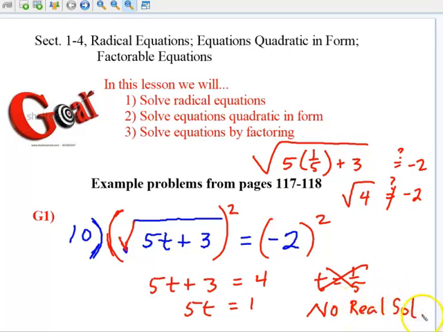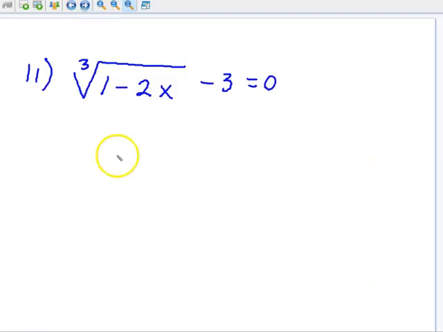And you're going to have a few like that. So it's very important. Don't just assume that your solutions are legitimate. Even if it's just a mental check, a visual check, you need to make sure that your solution makes the two sides equal when you replace the variable. All right, let's try this one.